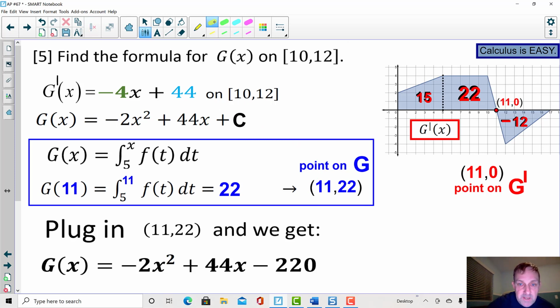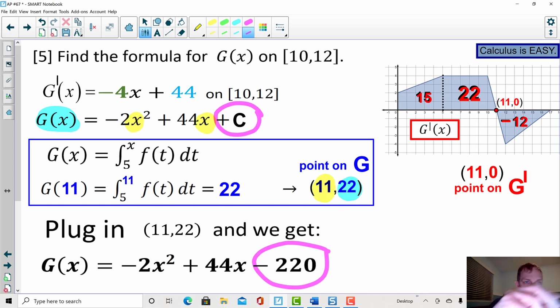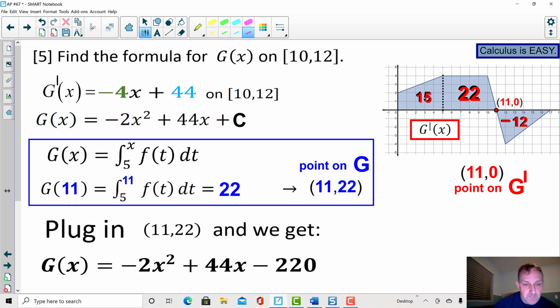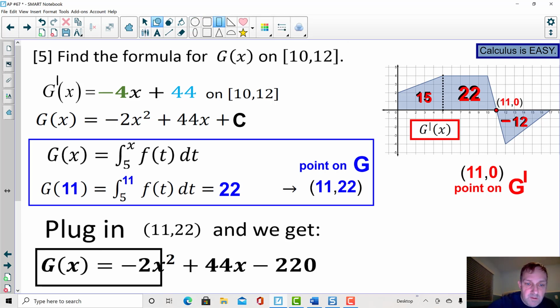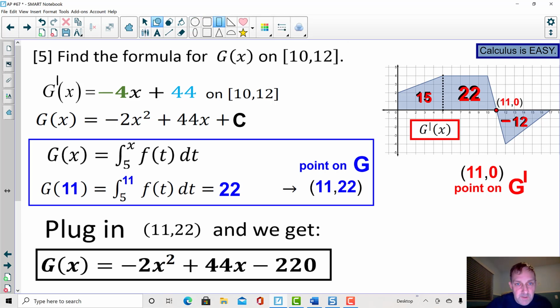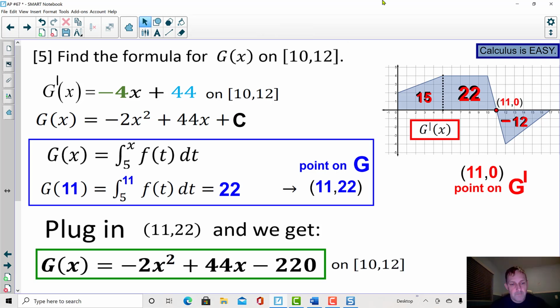Now this video is already getting too long, but the 11 would go here, and the 22 would go over here. And when you solve for your c, you would get -220. So I'm going to skip that step only, just based on time. I'm running out of time here. This video is already way too long. But that would be your final answer. The function g would equal this on the interval from x equals 10 to x equals 12. Okay, there we go. We put it in a green box, and that's our final answer.